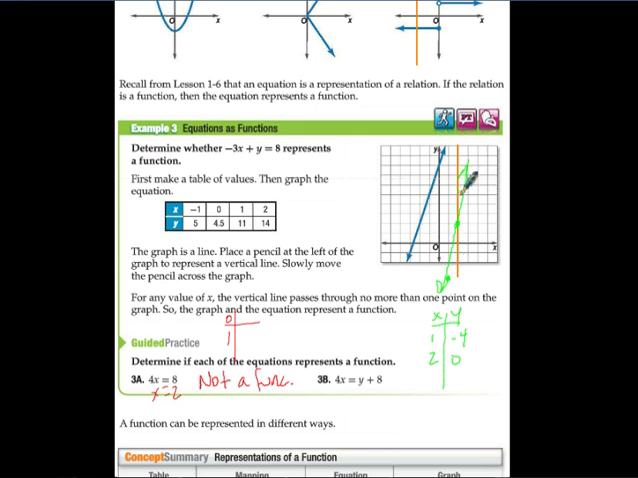I'll show you in class how to graph these on your calculator. It's pretty easy. And then we take the vertical line. Is that going to pass the vertical line test? And the answer to that is yes. This one is a function. Okay?